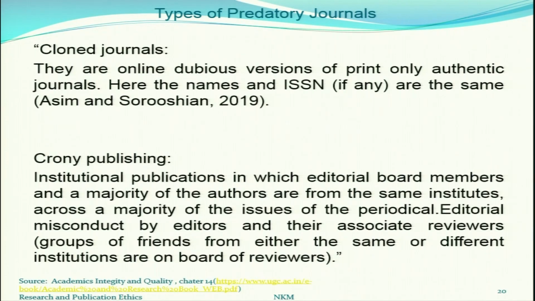And then we see crony publishing. This is institutional publication in which editorial board members and a majority of the authors are from the same institutes, and across a majority of the issues of the periodical there is editorial misconduct by editors and their associate reviewers, a group of friends from the same or different institutions on the review board. That's crony publishing we have to understand. So all these forms and types of journals are predatory journals. Here we have to understand there are some universities where the research community commits such kinds of predatory practices.